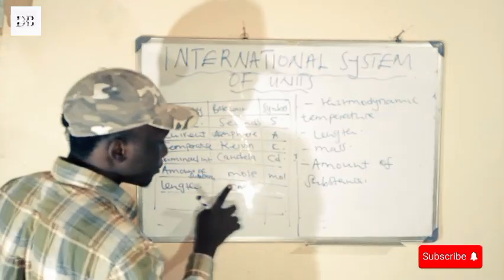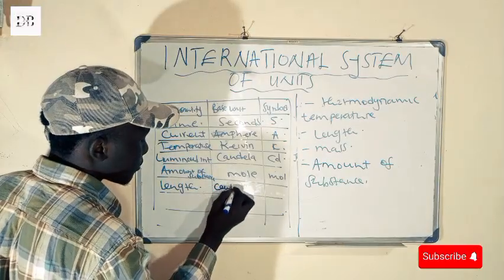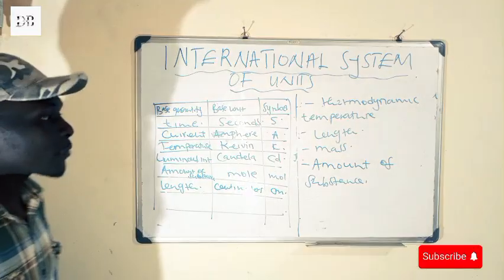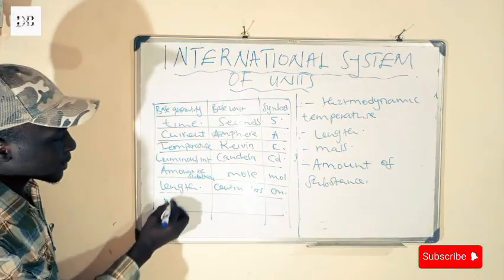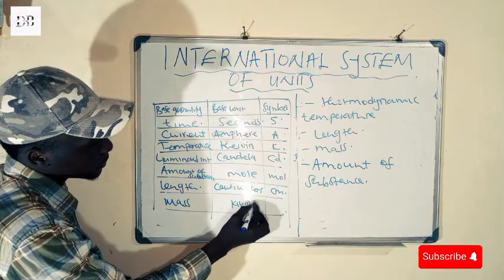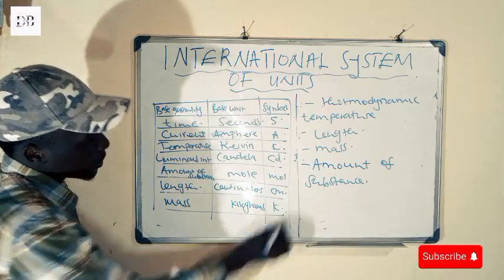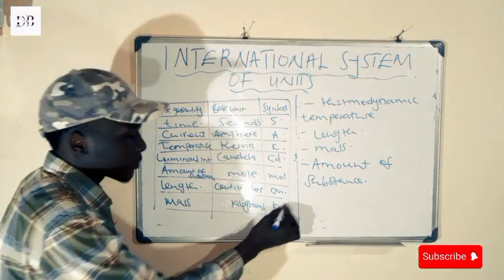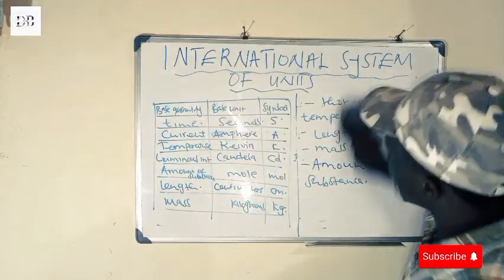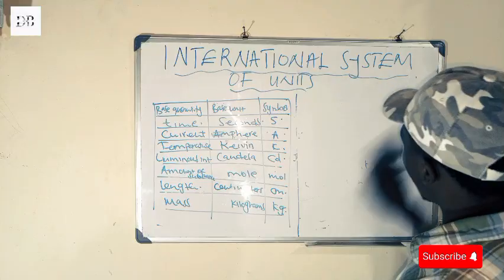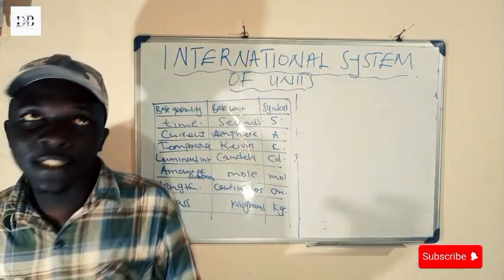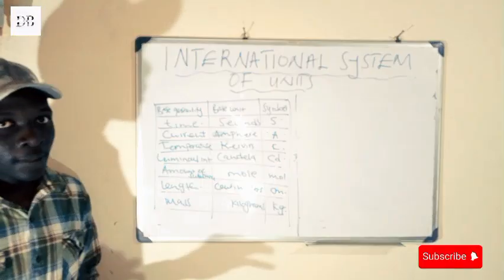Then the symbol is cm. And then finally we have mass, which is measured in kilograms. The symbol being kg. So, from these SI units, that is where we are going to pick up from if we want to find out what derived unit or quantity forms.